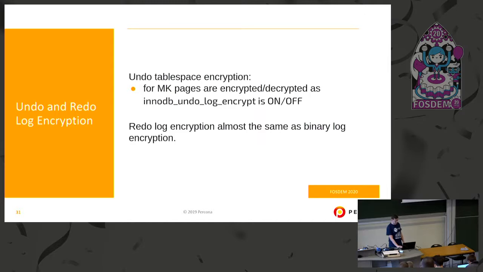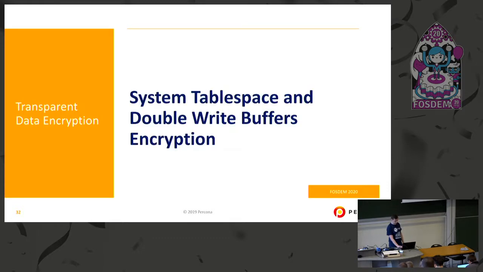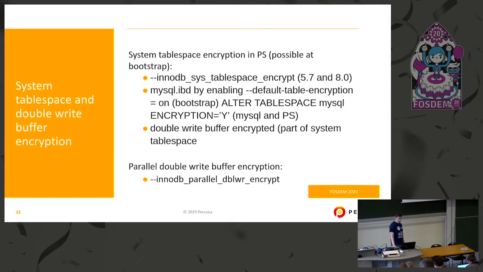We have also undo tablespace encryption and redo log encryption. It's almost the same as the binlog encryption. Also system tablespace and doublewrite buffer encryption. So this is the thing that is only in Percona Server. There is a system tablespace encryption in MySQL, ibdata1. And in this tablespace, there is also the doublewrite buffer, which is not encrypted in MySQL. And we think it's a problem because all the data, before it gets written to the disk, to the pages, to the tablespaces, goes through this doublewrite buffer. So if it's unencrypted, it basically means you can read anything, even though you have encryption turned on.